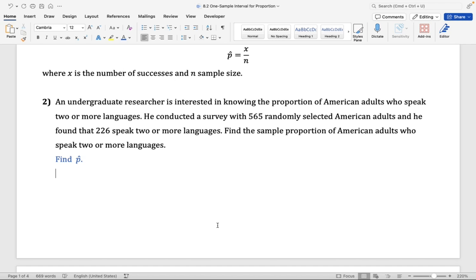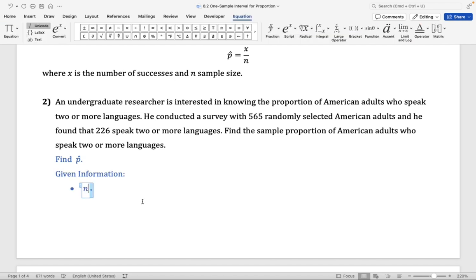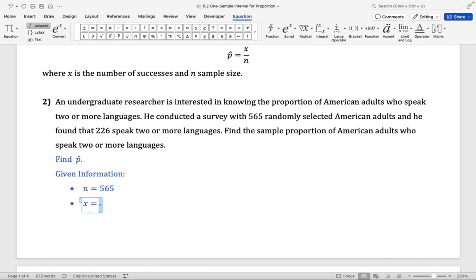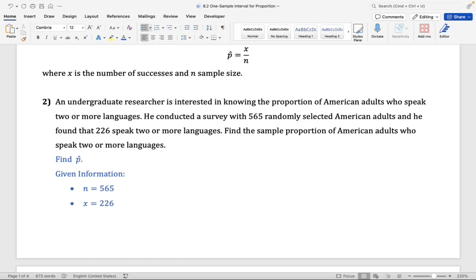Now let's think about the given information. Your sample size is 565. That is the value of N. N is equal to 565. Now, you're also being told that 226 individuals in the sample speak 2 or more languages. This is the value of X. X is 226. With this information, you should be able to find P hat.